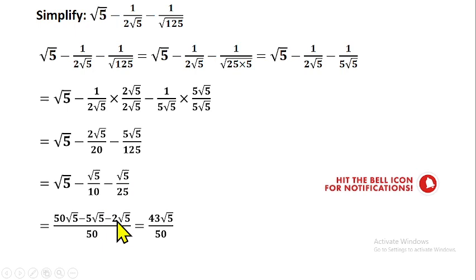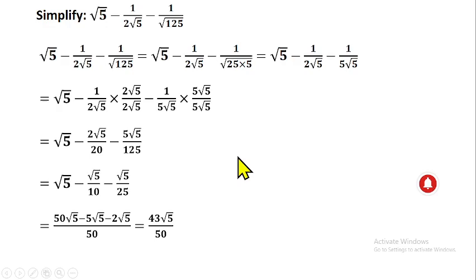Do you understand that? Then look at this numerator. Can we subtract these surds? Ask yourself that question. Can we subtract them? 50 root 5 minus 5 root 5 minus 2 root 5. Yes, you can subtract them because they have the same surd. So 50 root 5 minus 5 root 5 will give us 45 root 5. 45 root 5 minus 2 root 5 will give us 43 root 5. So that will give us 43 root 5 over 50. I hope you understand this question now on the division of surds.